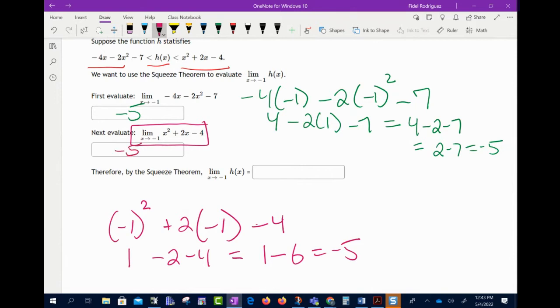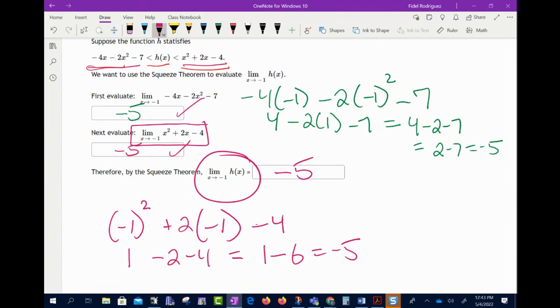Okay. So then, therefore, you guys, by the squeeze theorem, the limit as x approaches -1 of h of x would have to be what number? -5, right? So all it's saying is that that function h of x is always going to be between those two expressions. And so we take the limit here. If that approaches -5 and this one approaches -5 and h is in the middle, h is going to have to be -5 as well, okay? Guys, when I was a student, they called it the sandwich theorem.